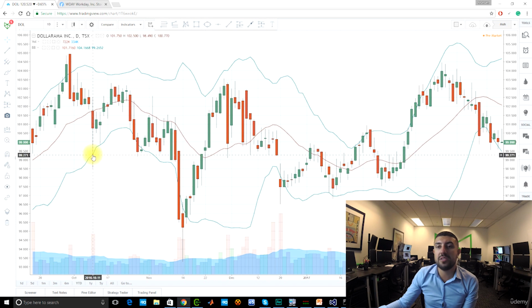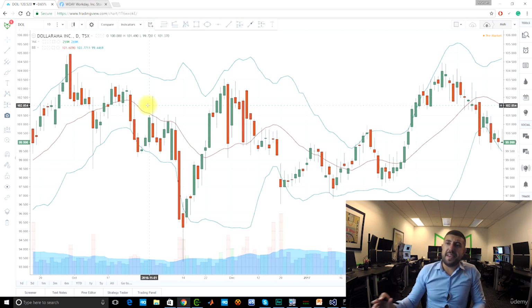And when it touches the lower band, you buy it again, sell it. Same thing, buy it again, sell it. Here, buy some, sell it again. Sell, buy, sell, buy, sell, buy. Sell some here, and buy again.